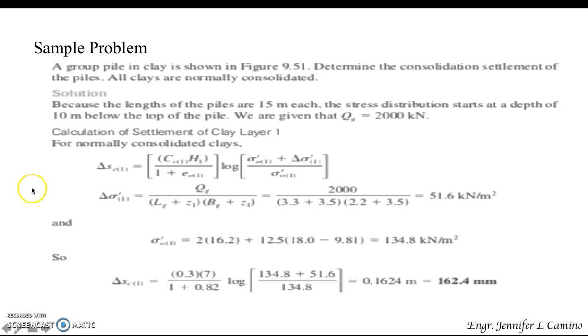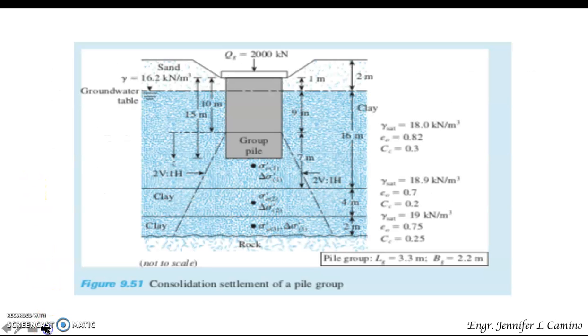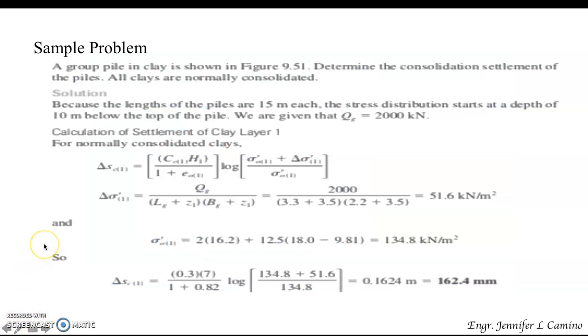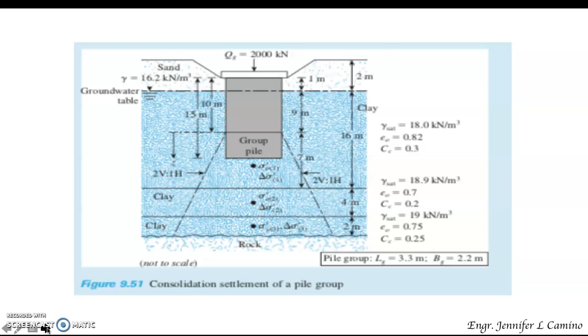So the length of the pile are 15 meters each. The stress distribution starts at a depth of 10 meters below the top of the pile. So the consolidation starts at 10 meters below the top of the pile. So this is where the consolidation starts.